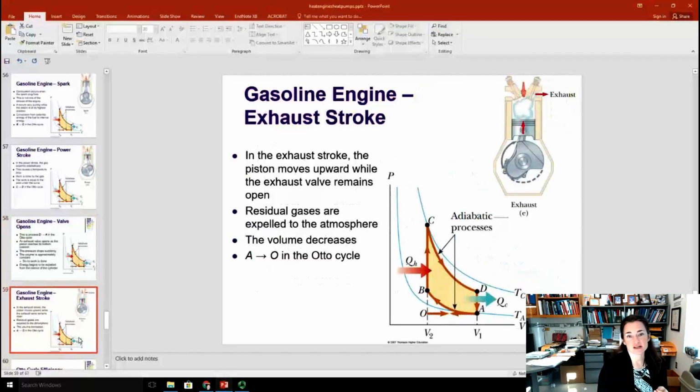Then you have the exhaust stroke, where the piston moves upward while the exhaust valve remains open, getting rid of residual gases, expelling them to the atmosphere, and the volume decreases. That's step A to O in the Otto cycle, so it's getting ready. And then of course the cycle will start all over again, drawing in fresh air and fuel for the next cycle.